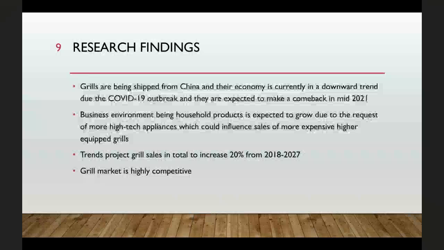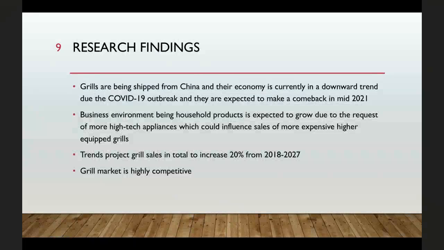And with the business environment, household products are expected to grow just because more people are wanting higher tech appliances. People are trying to get rid of their old stove, their old refrigerator, their old grill. People are trying to get new things, it's more like a rite of passage type thing, just to get something new. It gives you a sense of entitlement. And trends for projected grill sales also are projected to increase by 20% from the years of 2018 to 2027, even with COVID being taken into consideration.